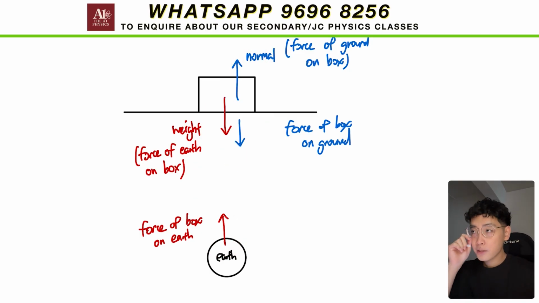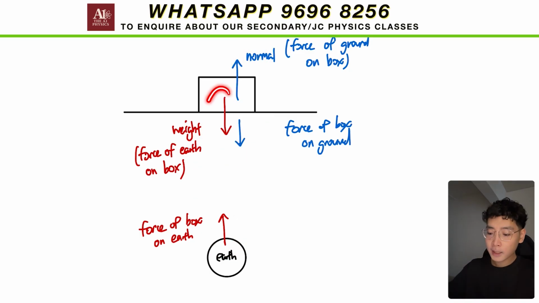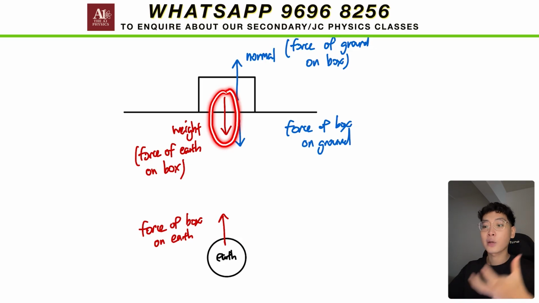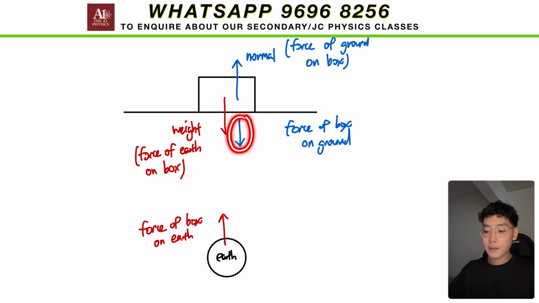One very common misconception that I see students have is they think that these two forces are the same force. But actually, it's a bit different. This force is the weight of the box, right? It's acting on the box. It's the earth pulling down the box. But this force is the box pushing down on the ground, right? So what's happening over here is that the earth is pulling down the box, and the box is pushing down the ground, right?